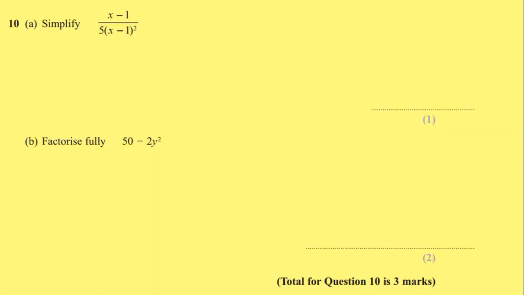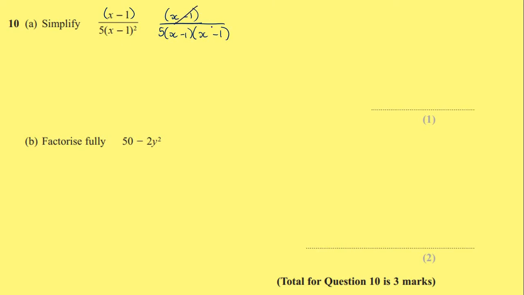Let's move on. Now in this case, we've got x minus 1 over 5 lots of x minus 1 all squared. Now it would be a massive mistake for you to expand all of this out. Bracket this. We have x minus 1 lots of 5 lots of x minus 1 lots of x minus 1. So write it out long by all means, but don't expand it out and give me x squared minus 2x plus 1 or something like that. It's not needed.